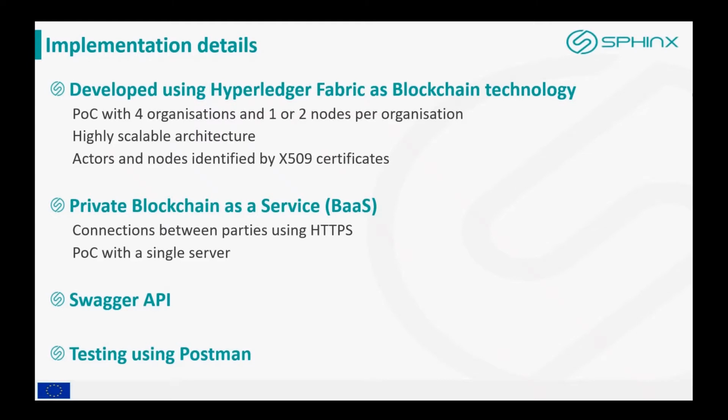We have prepared an architecture which is highly scalable, and all actors and nodes in the system are identified using certificates, so they can interact with the system in a way that guarantees non-repudiation, authorization, and authentication of the users. We have developed a private blockchain, which is acting as a blockchain as a service. All connections are made using HTTPS. And we have used a single server with a virtual machine for the proof of concept.